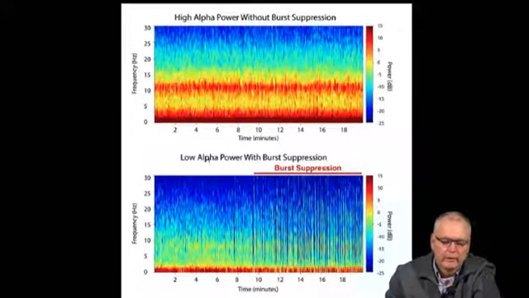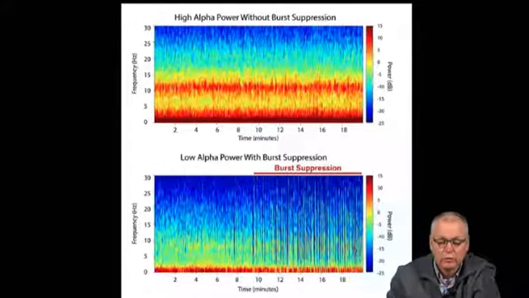Okay, here's another one between 8 and 12 hertz. Here's our alpha band right through here, and it's blues and greens, so much lower power. Remember, this is a logarithmic scale, so there are huge amplitudes and not so big in here.